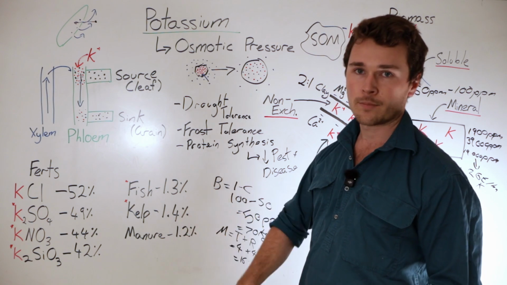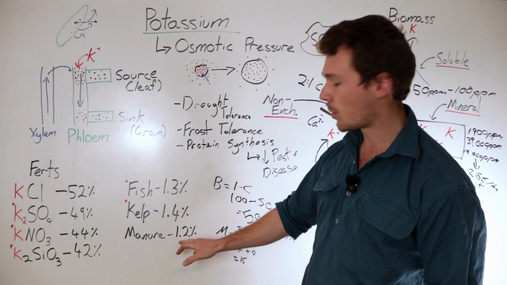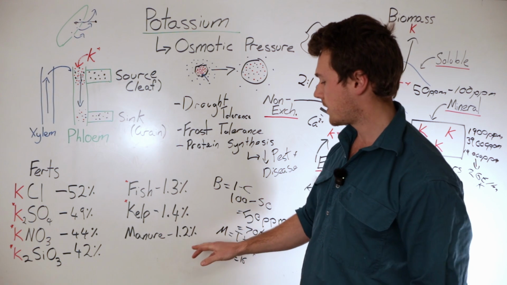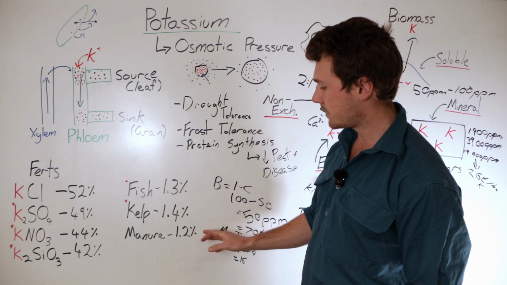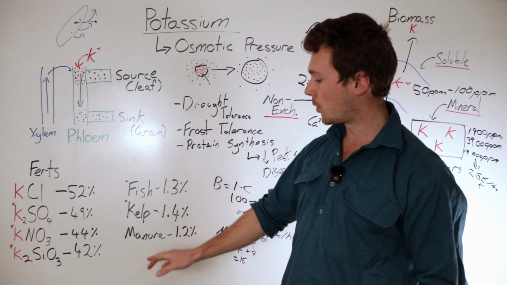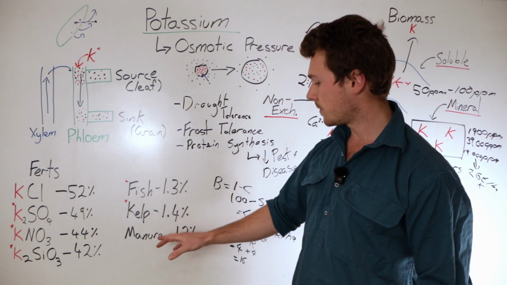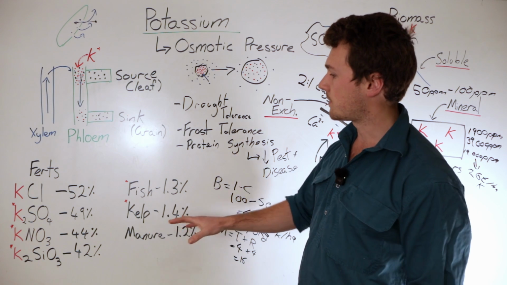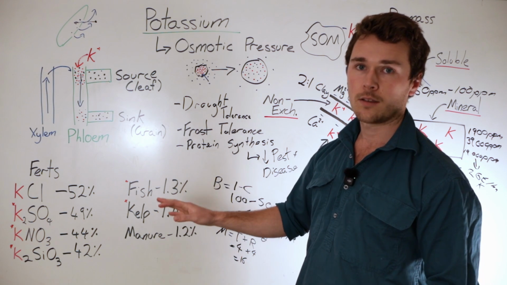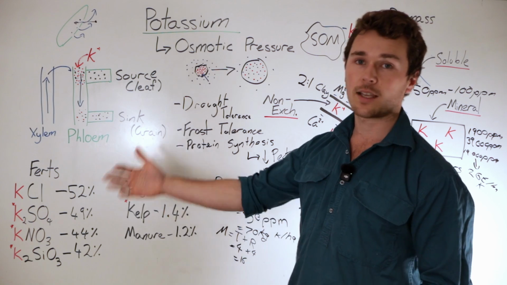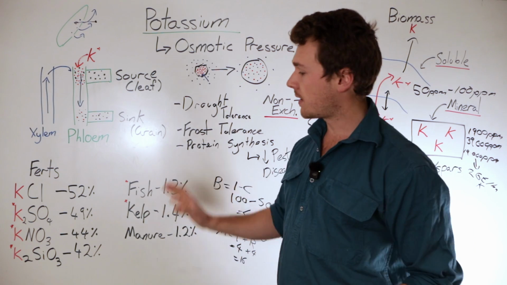Finally, we've got manure. Manure is anywhere between, I think, 0.5 to 2% potassium. It's a good source. If you're close to a manure source, like chicken sheds or pig sheds or a feedlot, this can be a good source, especially if you want to bulk up your potassium, as well as say phosphorus and nitrogen or other minerals. But as I said, these are really good.